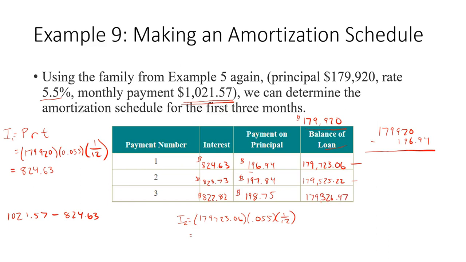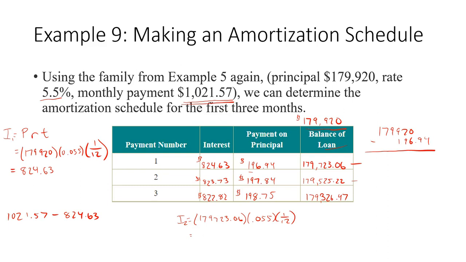179,326.47. So notice that each month the amount of interest that you pay goes down, the amount you pay on the principal goes up, and the balance of the loan decreases. So that after, in this case, 360 months, that balance will go down to 0. But also notice that from the outset you're paying way more in interest than you were paying down on the principal.